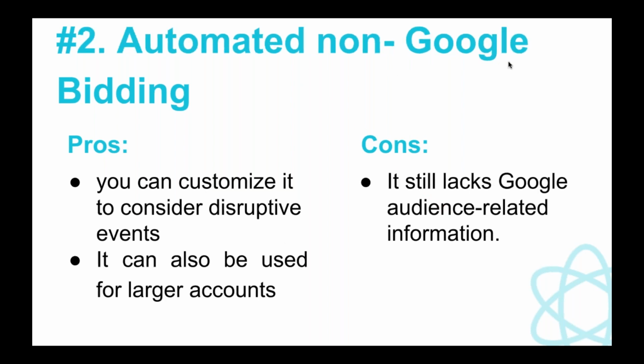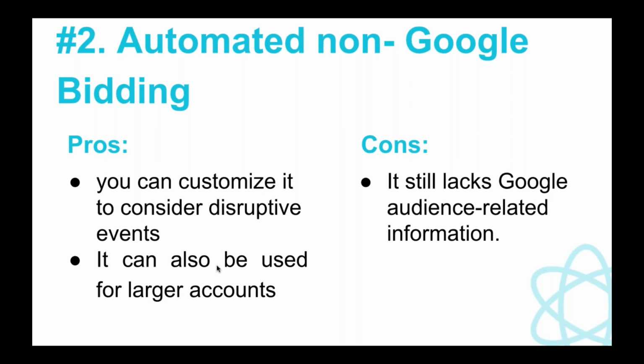The second option that we have on the table is the automated non-Google bidding. This is a better, but to be honest, it's just a different approach. Here, we are still the ones deciding to bid by using a specific set of rules. These are additional to the manual bidding model, and it's also customizable in case of disrupting events, and it also can be used on larger accounts. So automated bidding, non-Google, way better than manual bidding.